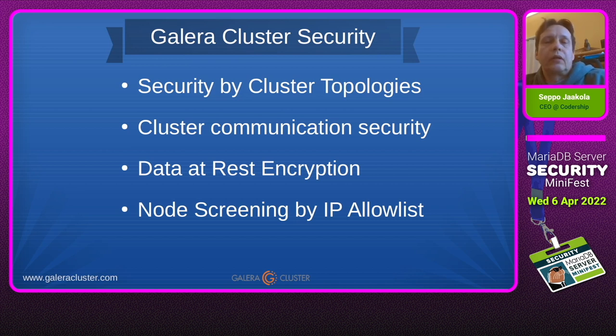First of all, the cluster topologies can have a big impact on how secure your clustering is, how the communication between cluster nodes happens, and how it's configured. Then there is data at rest encryption, which was implemented for MariaDB 10.1 and is now finally supported by Galera replication as well. That is the first of the real security enhancements implemented by Galera for MariaDB clustering. And finally, node screening by IP allow list is a quite new feature. We are at the moment implementing it for MariaDB 10.9.